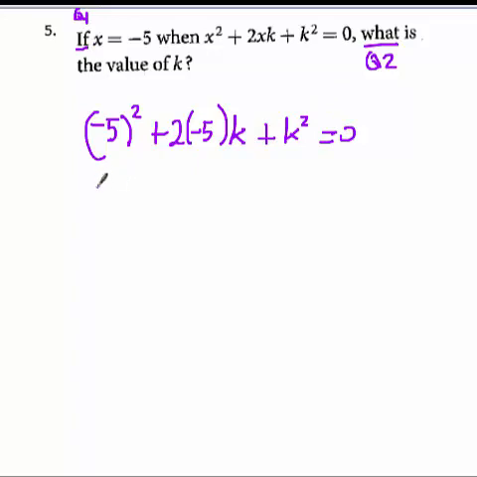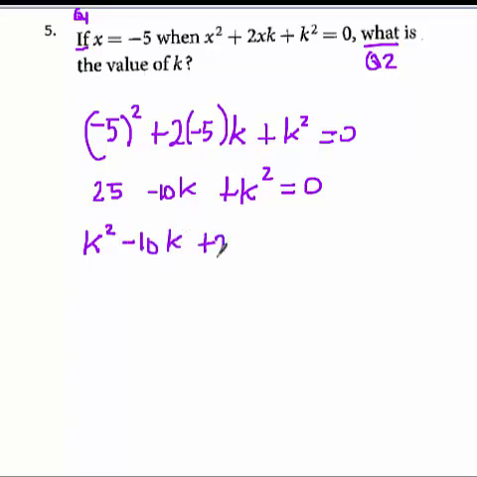That would be 25, that would be -10k, and that would be plus k squared equals 0. Well, we typically write this a little bit differently, right? We write it from highest degree to lowest degree, so the k squared would come first. K squared minus 10k plus 25, and we set that equal to 0. And now, once again, every time you see a quadratic equation, think, well, can I factor or can I use the quadratic formula?